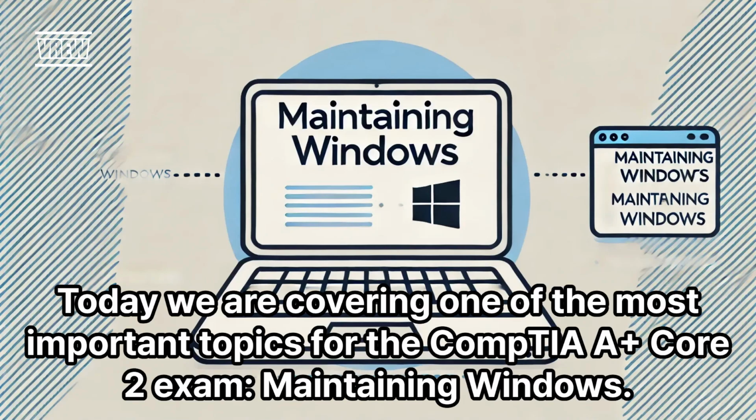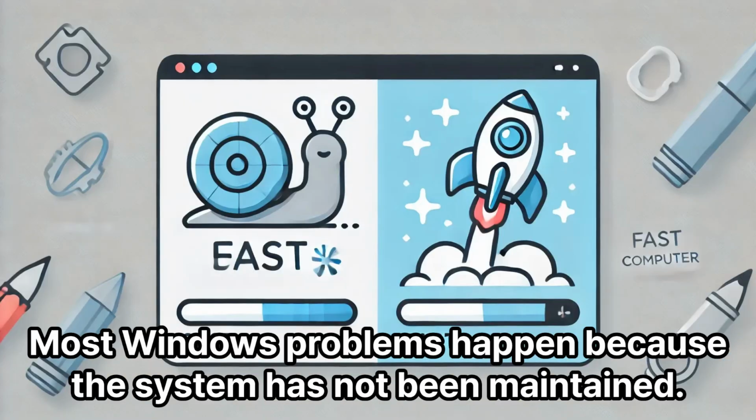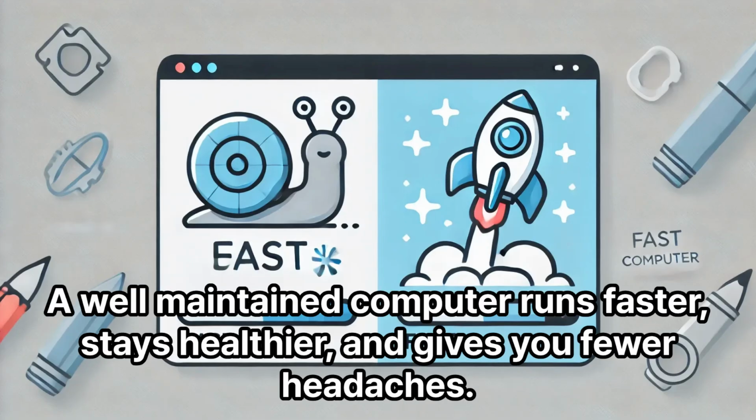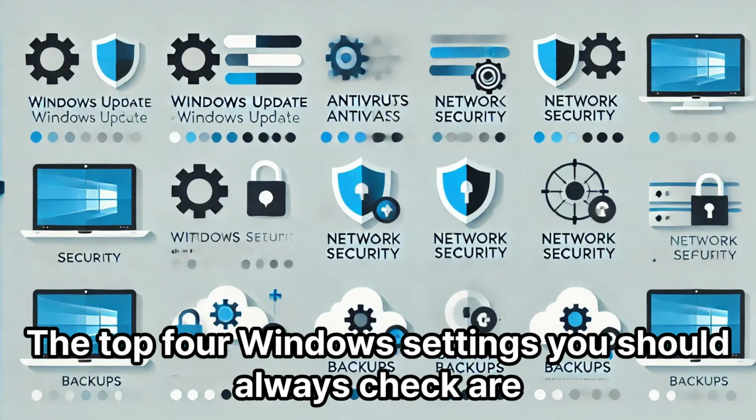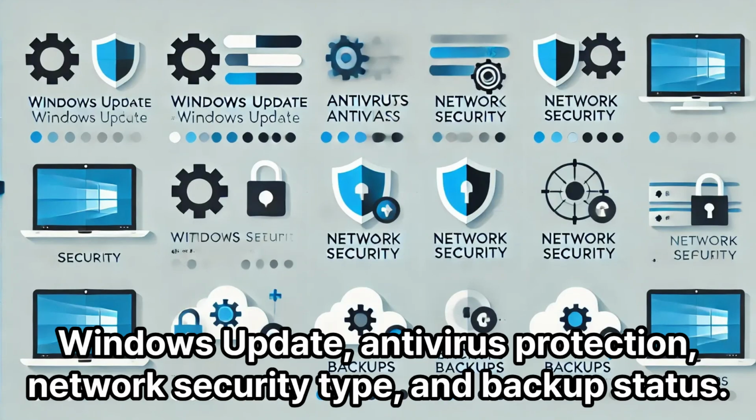Today we are covering one of the most important topics for the CompTIA A+ Core 2 exam: maintaining Windows. Most Windows problems happen because the system has not been maintained. A well-maintained computer runs faster, stays healthier, and gives you fewer headaches. The top 4 Windows settings you should always check are Windows Update, antivirus protection, network security type, and backup status.